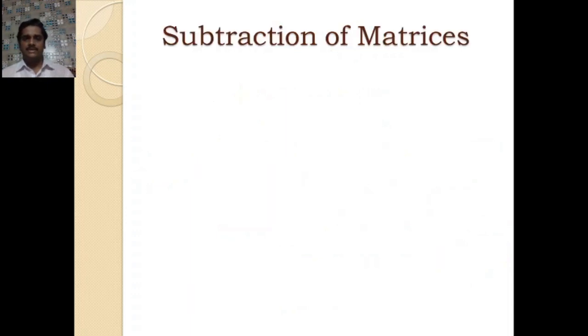So here is your next operation, subtraction of matrices. And actually speaking, this is not a new operation. This is a combination of the previous two operations. What were the previous two operations? Matrix addition and scalar multiplication. We combine these to define subtraction of matrices.